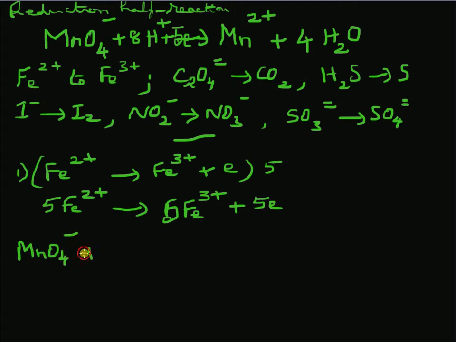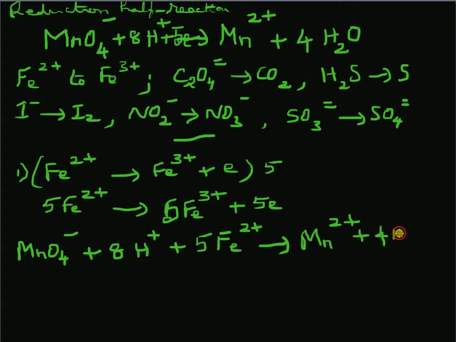MnO4- plus 8H+ plus 5 Fe2+ giving Mn2+ plus 4H2O plus 5 Fe3+. Is that okay? So, I suppose you could write it by yourself.